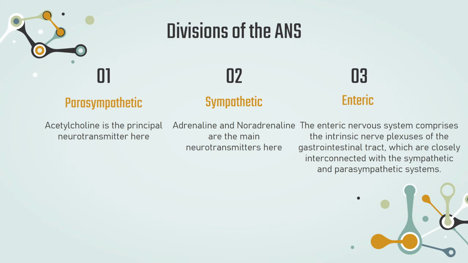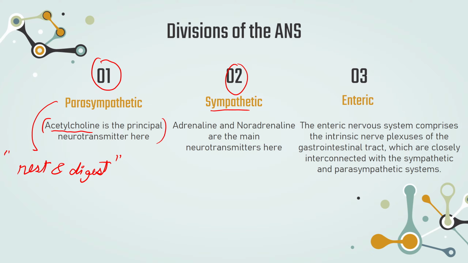So these are some of the divisions of the ANS. We are going to focus on the first two, which are the parasympathetic and the sympathetic system. The parasympathetic system is the rest and digest system. Whenever we are sitting on our couch, eating something, sleeping, using our phones, this is the system which will be active, rest and digest. And here acetylcholine will be the principal neurotransmitter.